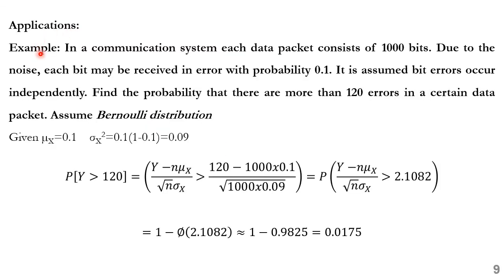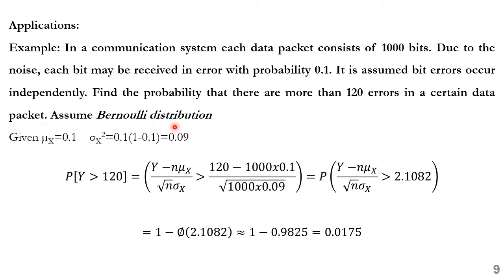Let us consider one application. In a communication system, each data packet consists of 1000 bits. Due to the noise, each bit may be received in error with the probability of 0.1. It is assumed errors occur independently. Find the probability that there are more than 120 errors in a certain data packet.